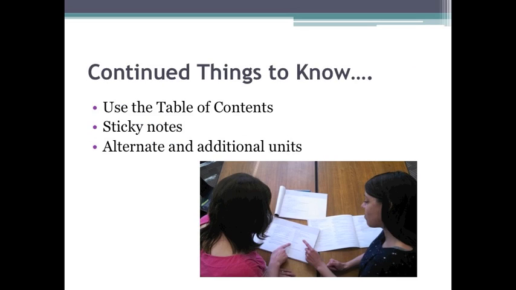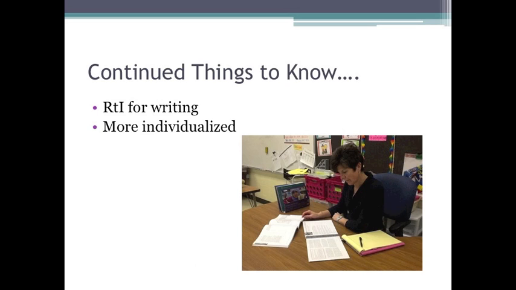It is very helpful to use the table of contents to help find the skill your writer needs to work on. On the CD, there are sticky notes to print off to provide the student with as a reminder of teaching points, and they can then refer back to them. There are also alternate and additional units specific to each grade level. The important pieces to this resource is that it can be used for RTI, and you can make lessons more individualized for learners.